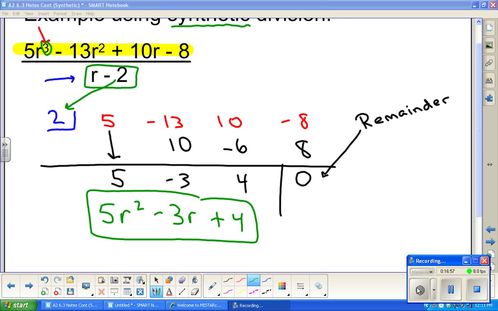Question. Yep. If there was an exponent on this r, you couldn't use this method. It only works for dividing linears out. Okay.